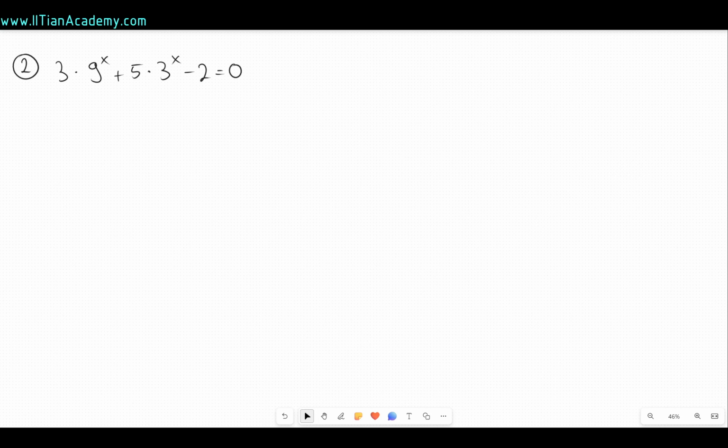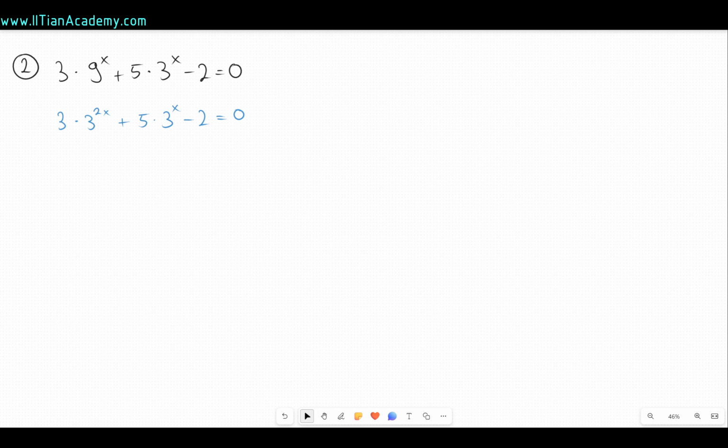So in question 2, we are asked to solve this equation. What we're going to have to do is convert this into a quadratic expression and then solve for x. So what we can do is write 9 to the x as 3 squared to the x, which is just 3 to the 2x. So this is the same as saying it's 3 times 3 to the 2x plus 5 times 3 to the x minus 2 is equal to 0.